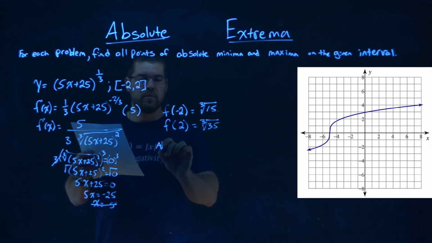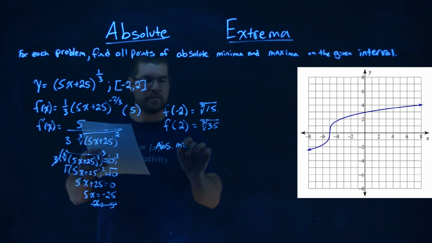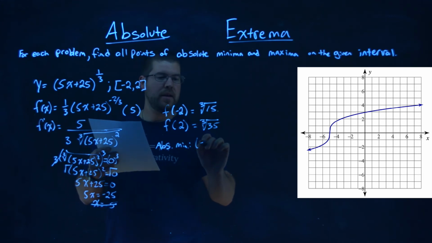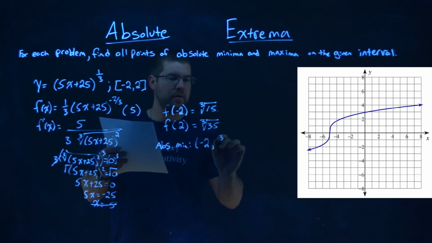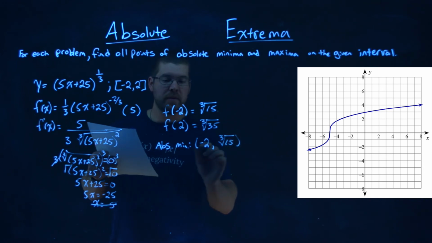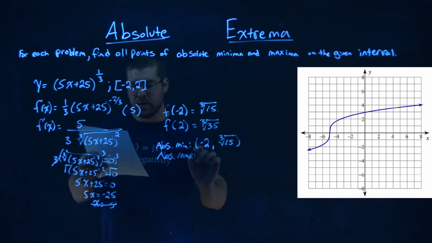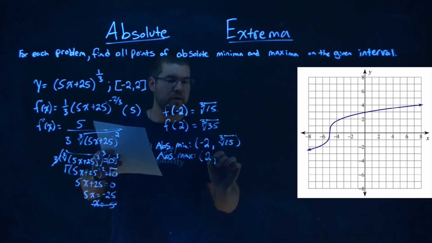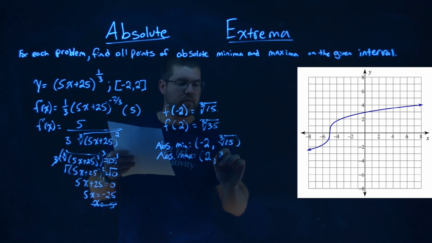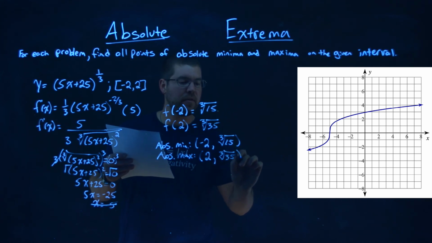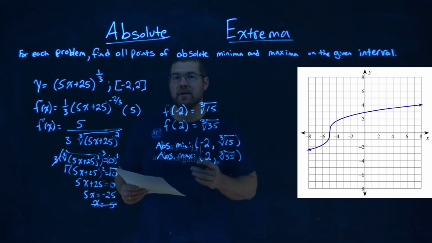So we write as a coordinate point, our absolute minimum is the coordinate point -2, comma, the third root of 15, and our absolute maximum is the coordinate point 2, comma, the third root of 35. And that is our final answer.